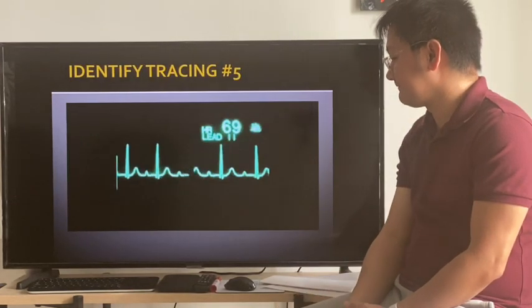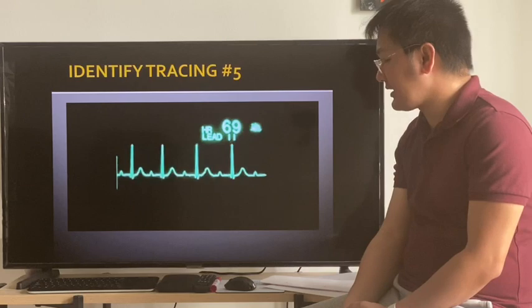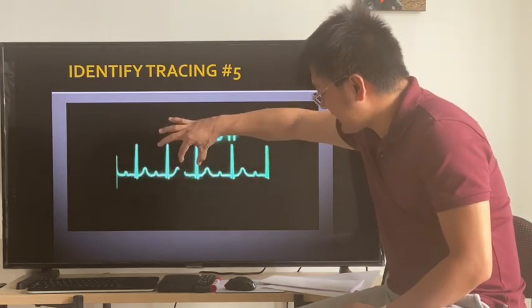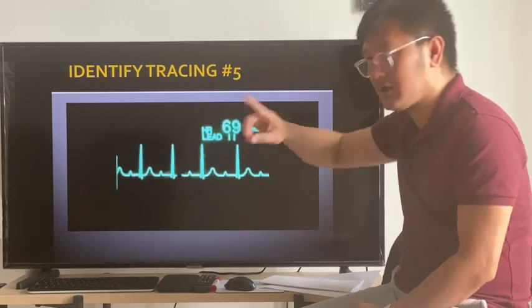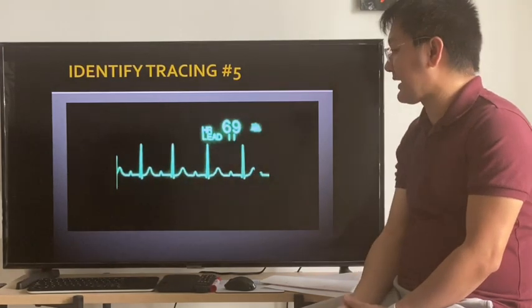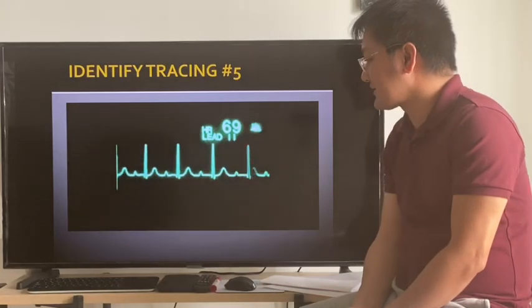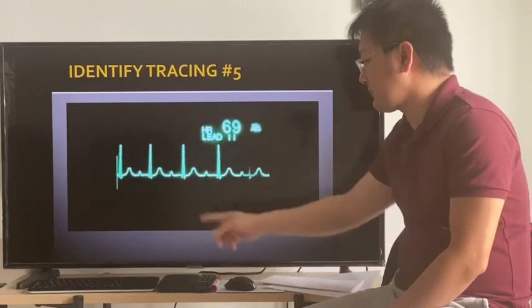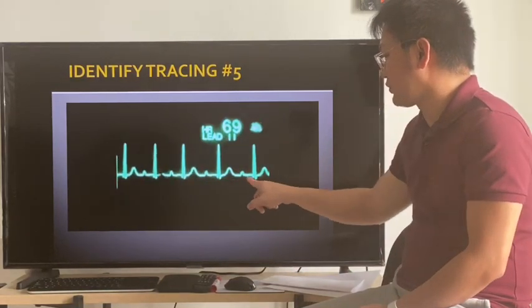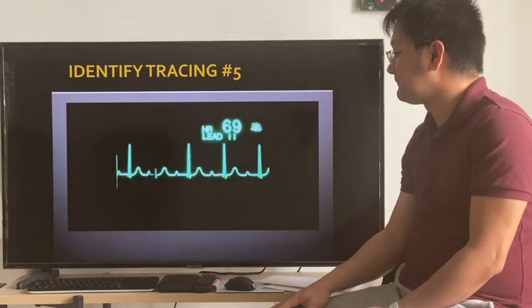What about this? Waves are complete. Again, look at your PR interval. The PR interval is so prolonged, right? Consistently prolonged. And what is that? AV block, correct. What type of AV block? First degree AV block. Waves are complete, rhythm is usually regular. It's just that the PR interval is consistently prolonged. Okay? So this is your first degree AV block.